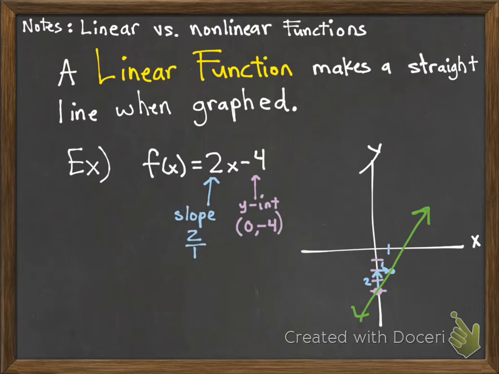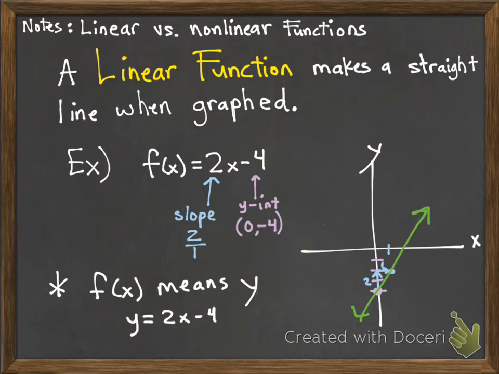Not all graphs are straight lines. Also remember that f of x could also be y. So you could think of that equation as y equals 2x minus 4. This is just a new notation that we only use for functions.